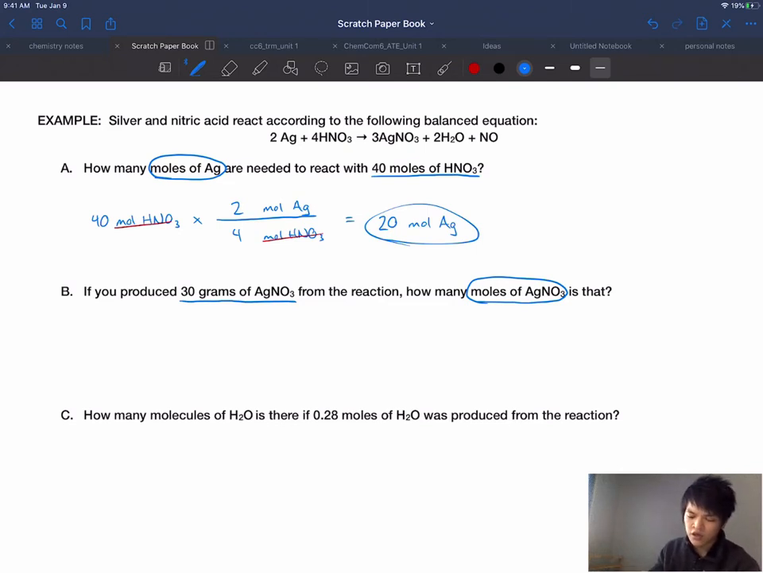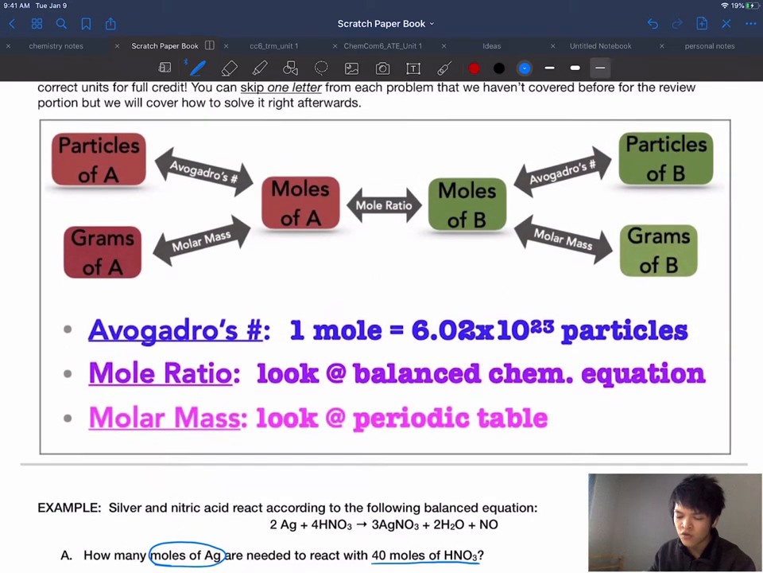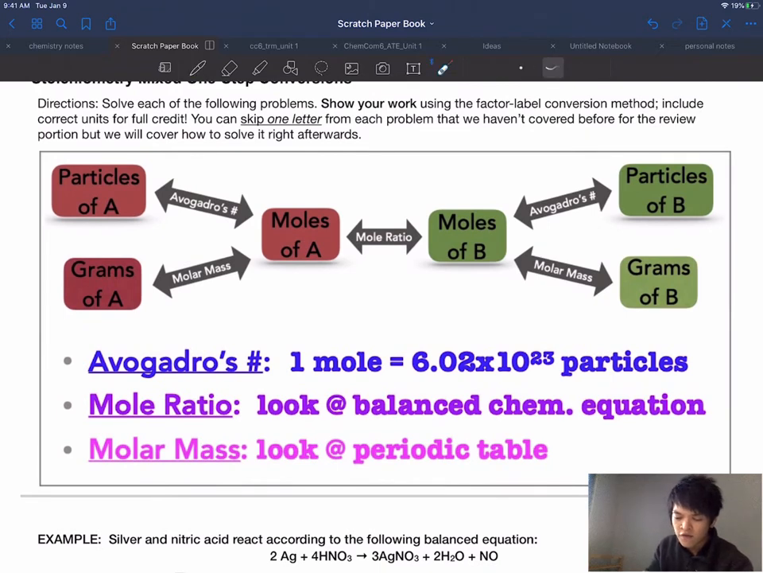If we have 30 grams of silver nitrate, how many moles is that? Well, let's take a look. According to our flow chart, we're starting with 30 grams of silver nitrate, grams of A. We're converting to moles of silver nitrate, so it's moles of the same substance, moles of A. And what do we need to do this conversion? Well, it passes through this arrow, and this is a molar mass. So to do this conversion, we need a molar mass. That's the conversion factor that we need.